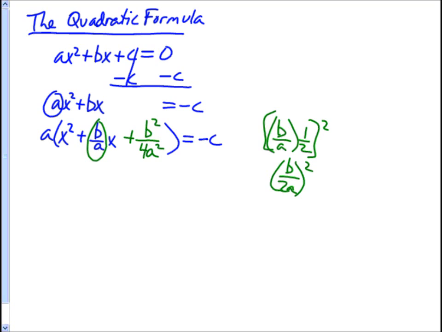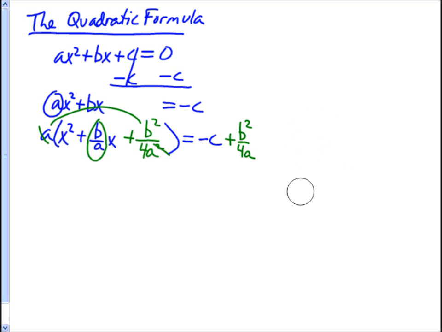Now if I add that in, I got to add that to the other side, but remember, that is actually what we added in. So we didn't add b squared over 4a squared, we actually added a times b squared over 4a squared, which reduces, one of these a's cancels with one of those a's there. We actually added in b squared over 4a. So that's what I'm going to add in right here, b squared over 4a, to make both sides equal. Okay?